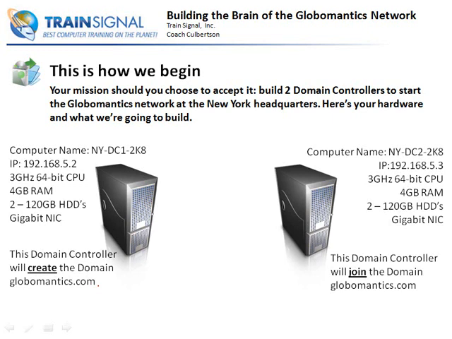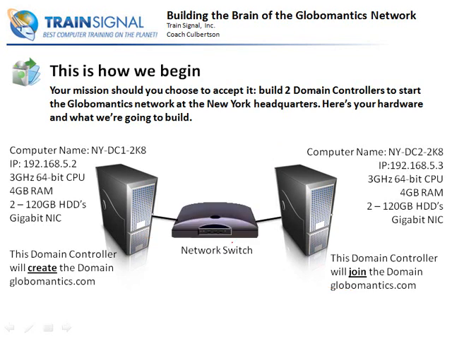Now we're also going to have a second domain controller. We're going to name it similarly: NYDC2-2K8. The IP address is going to be almost identical, with the exception that it's going to be .3 instead of .2. Similar hardware, nothing really extra special here. What we're really doing is building a replica of the first domain controller. This domain controller is going to be joining the domain. So we're going to be creating the domain here, and we're going to take this guy and join him to the globalmantix.com domain.